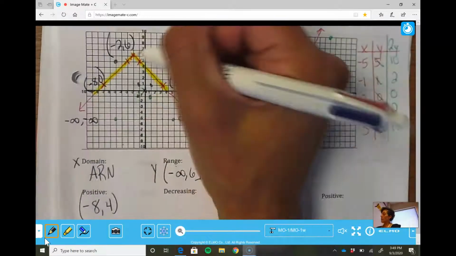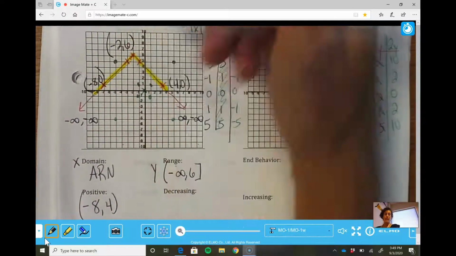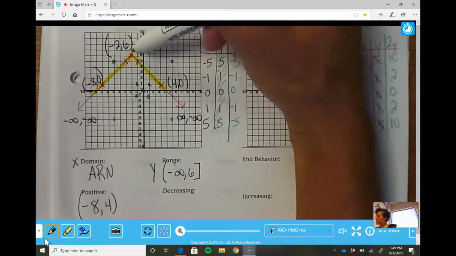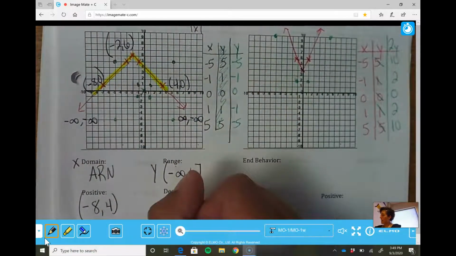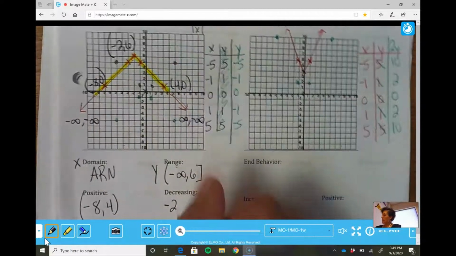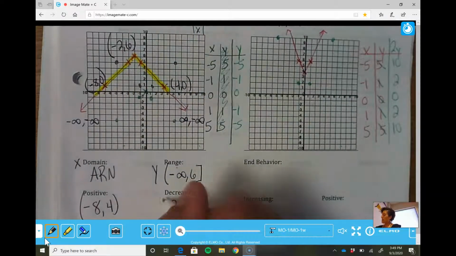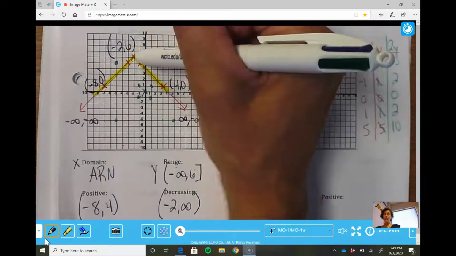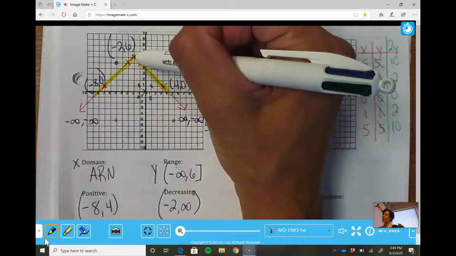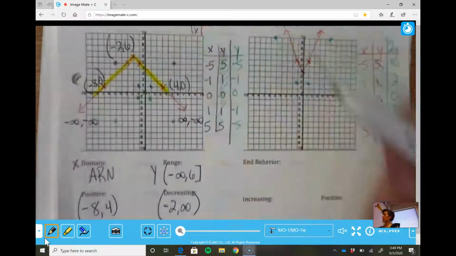Now, where is it decreasing? Well, this is increasing, and then this whole stretch is decreasing. So it starts the decreasing at negative 2, and it ends the decreasing at infinity. Again, parentheses, and parentheses here, because at negative 2, it's not actually decreasing, it's just resting, so don't include it.